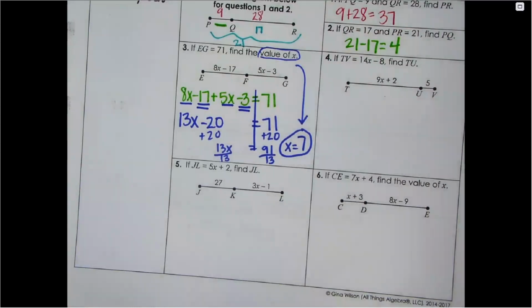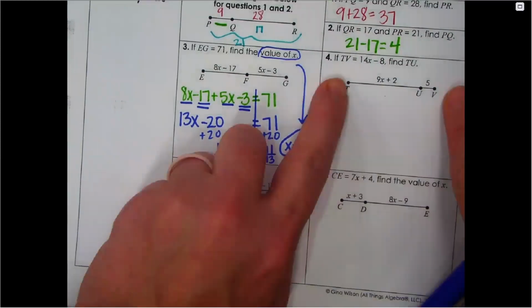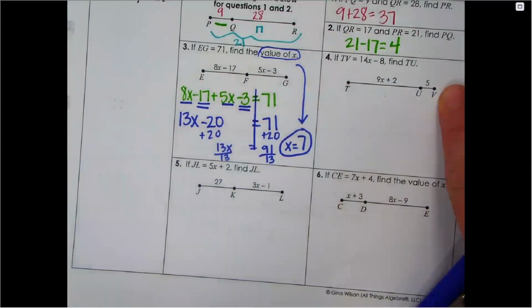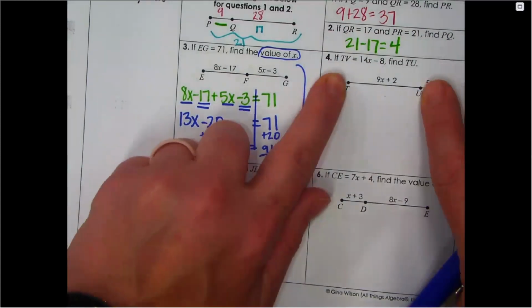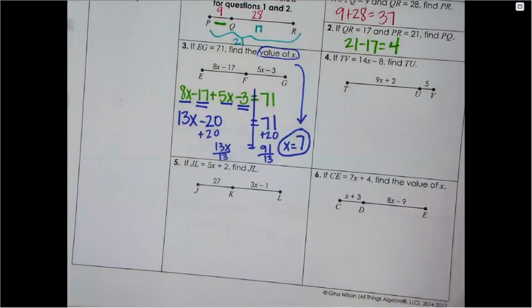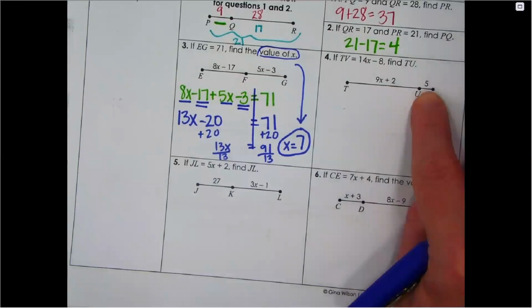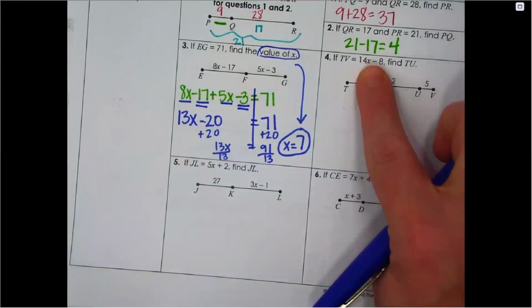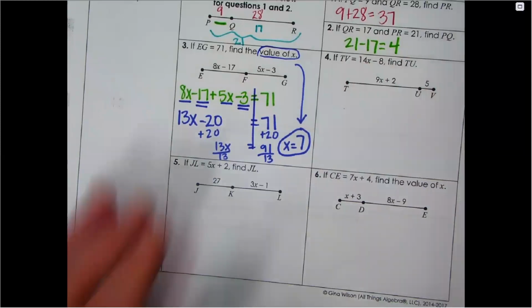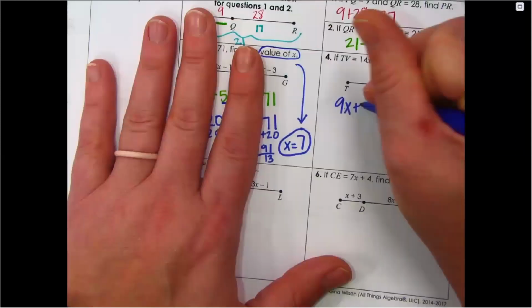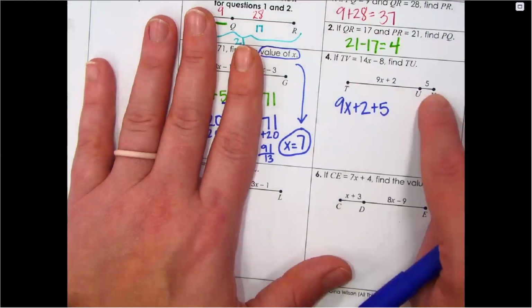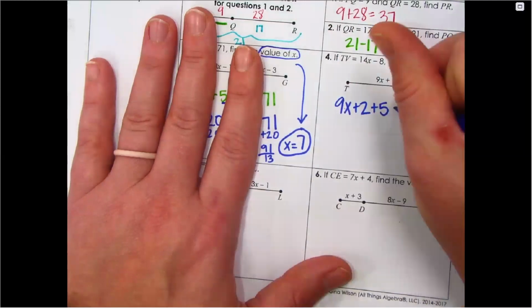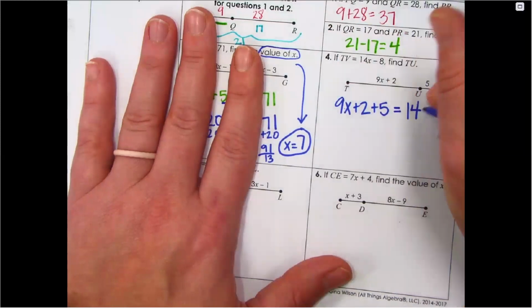All right, over here on number 4. Number 4, they told us TV. The distance TV, again, that's the entire thing, is 14x minus 8. Remember, that's just an expression to represent a value, okay? And then we know that TU is 9x plus 2, and we know that UV is 5. So this plus 5 equals that expression. So can we write an equation? Yep. We can write 9x plus 2 plus 5. So that's this small section TU plus the teeny section UV, and it equals the entire distance, which is 14x minus 8.